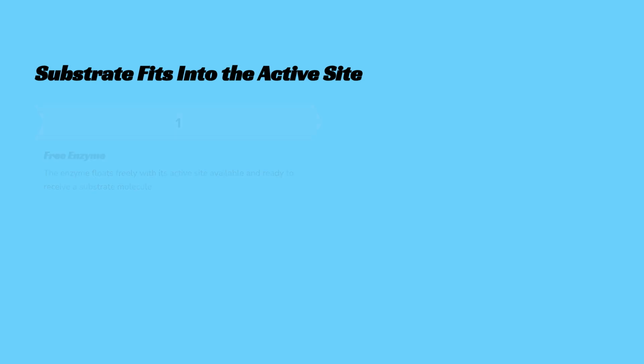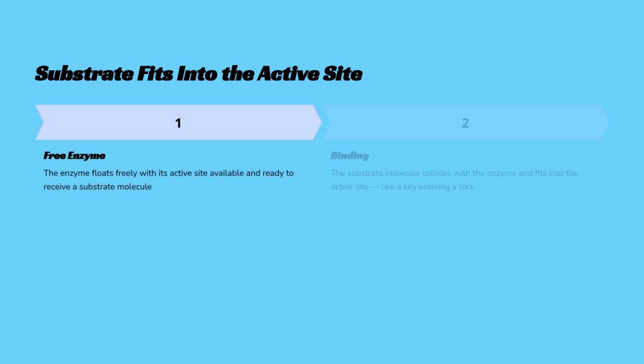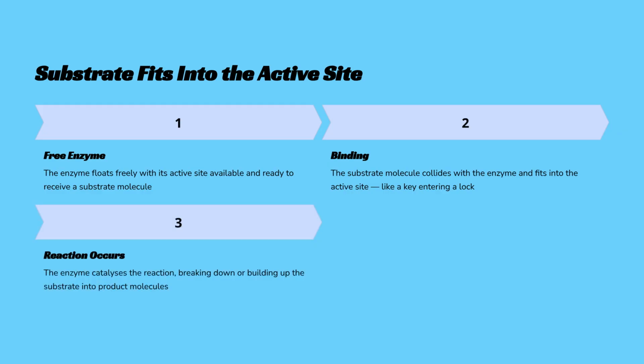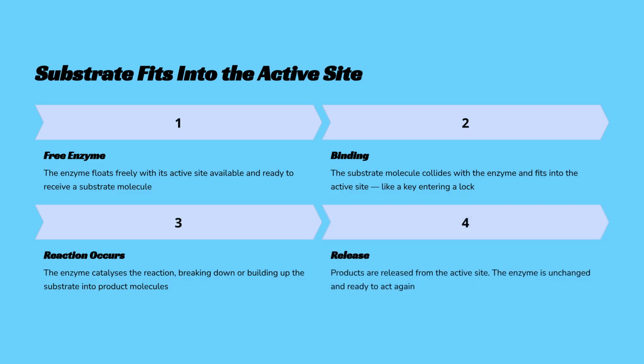The process involves 4 steps. The free enzyme is available. The substrate binds precisely to the active site. The enzyme catalyzes the reaction, forming product molecules. And finally, the products are released, leaving the enzyme unchanged and ready to act again.